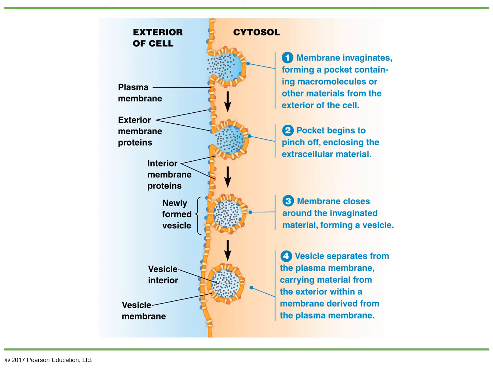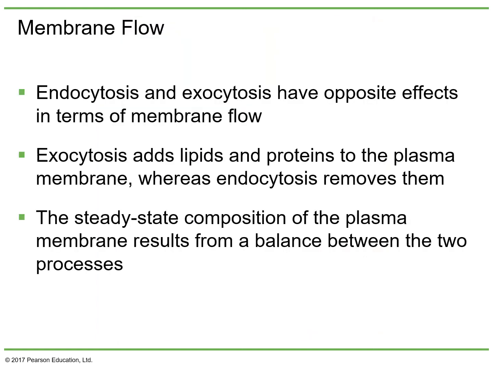Endocytosis is important for several cellular processes, including ingestion of essential nutrients by some unicellular organisms, and also the defense against microorganisms by our very own white blood cells. When it comes to membrane flow, exocytosis and endocytosis have clearly very opposite effects, where exocytosis will add lipids and proteins to the plasma membranes, endocytosis, on the other hand, removes them. Thus, the steady-state composition of the plasma membrane is a consequence of a balance from both exocytosis and also endocytosis.